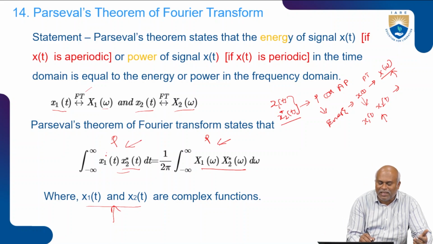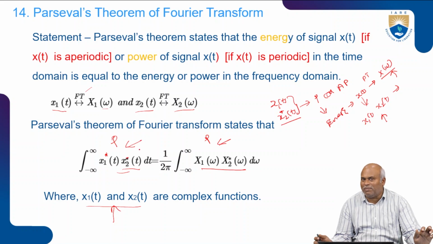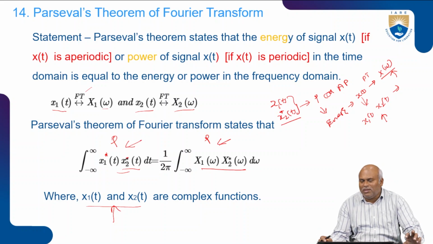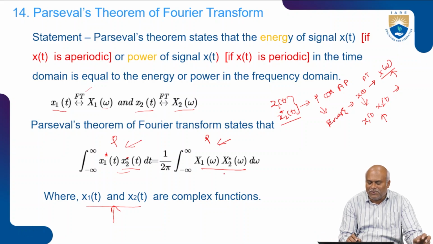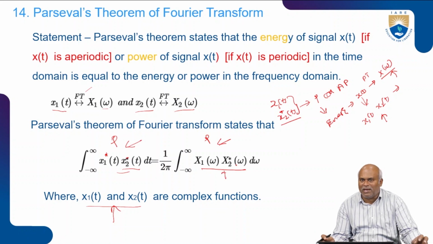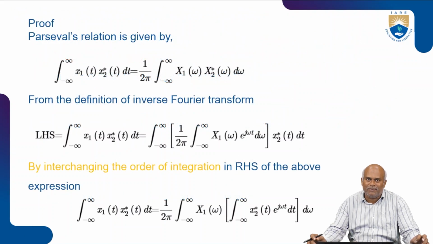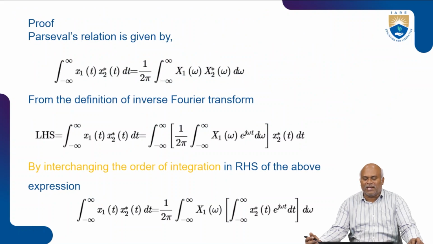Even if you take x1 of t as complex, you don't take x2 of t as complex. Anyway, the produced output is represented as a power or energy based on the given input signal, in the periodic or non-periodic condition. We need to prove the Parseval relation.